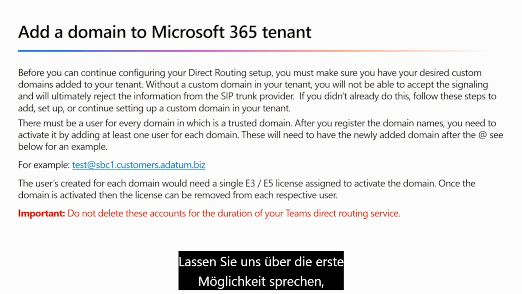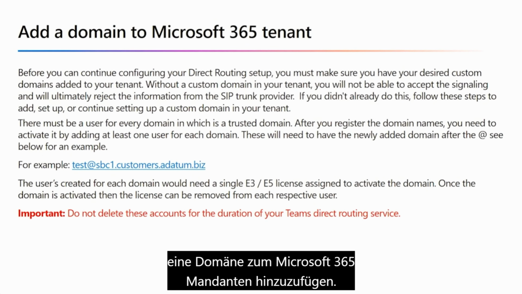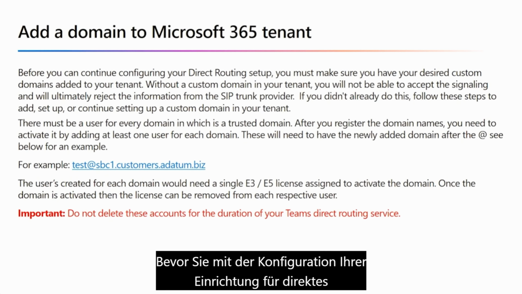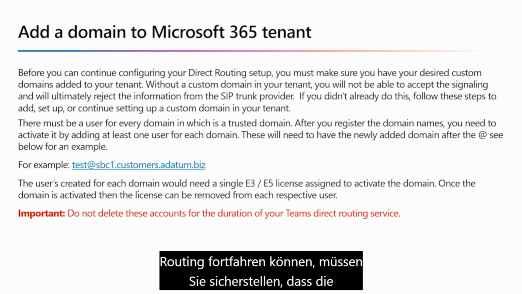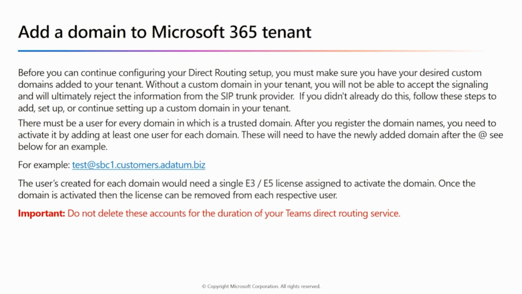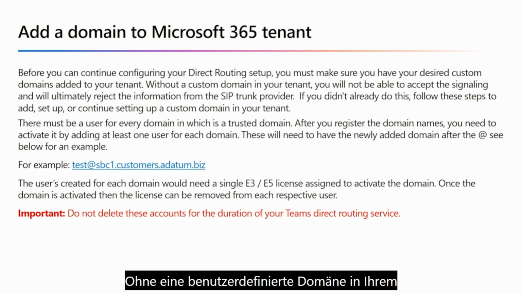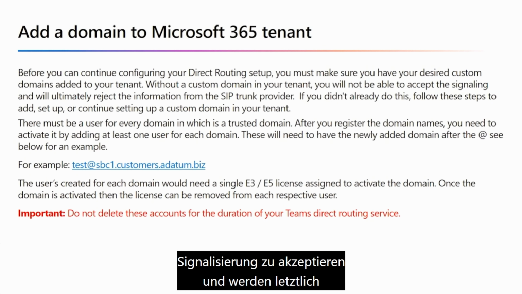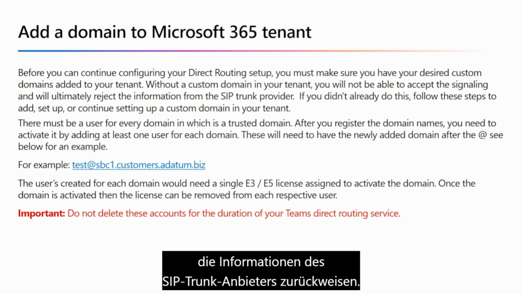Let's talk about the first one, add a domain to Microsoft 365 tenant. Before you can continue configuring your direct routing setup, you must make sure you have your desired custom domain added to your tenant. Without a custom domain in your tenant, you will not be able to accept the signaling and will ultimately reject the information from the SIP trunk provider.